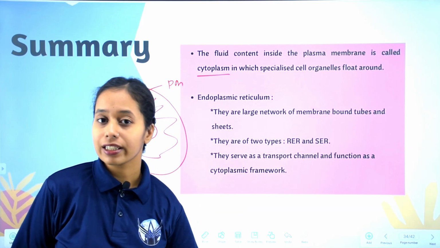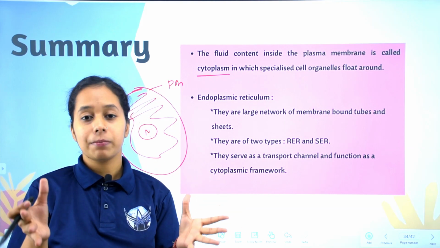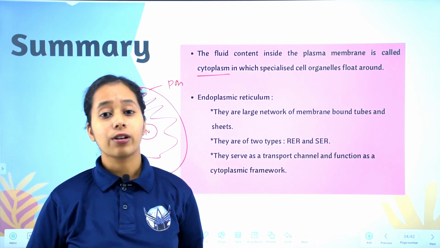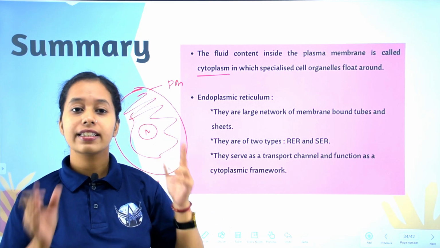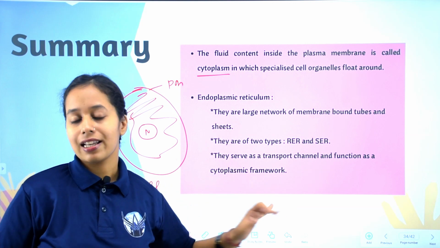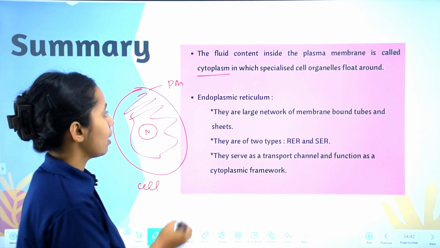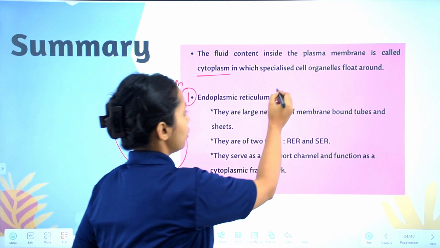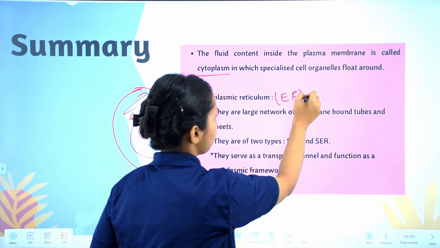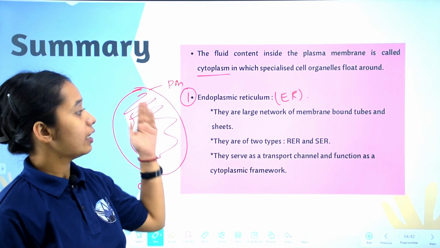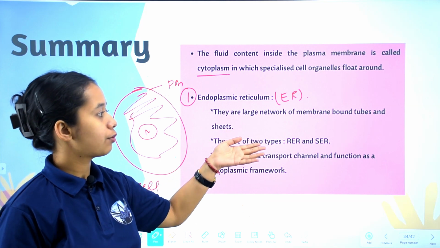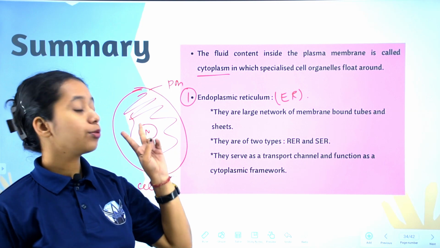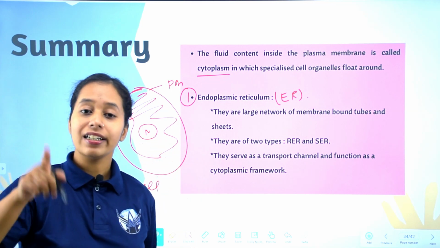So what are cell organelles? Cell organelles are membrane bound little organs of the cell. I told you that we need to study 6 cell organelles for our class 9. Under that, our first cell organelle was the endoplasmic reticulum, in short ER. So what is ER? ER is a large network of membrane bound tubes and sheets. And then we studied that there are 2 types of ER, that is RER and SER.